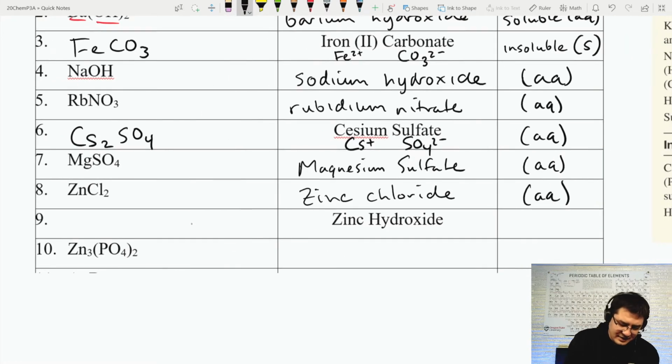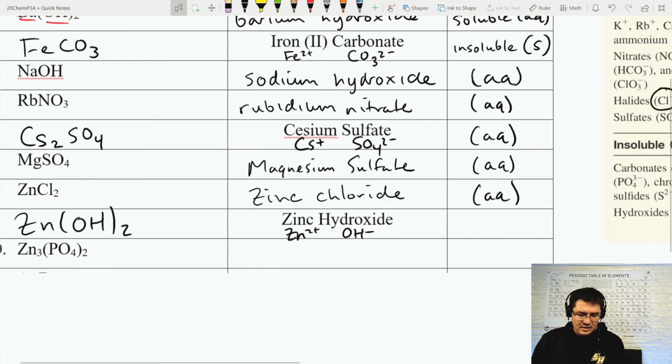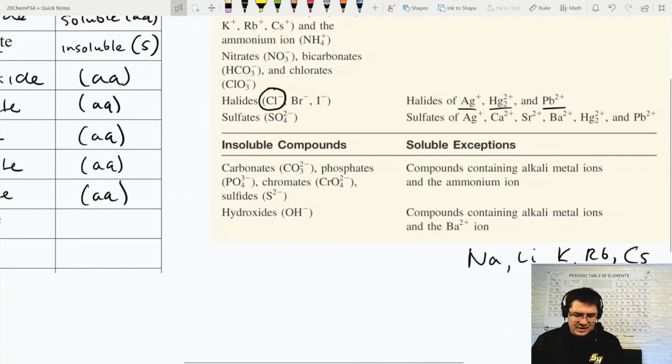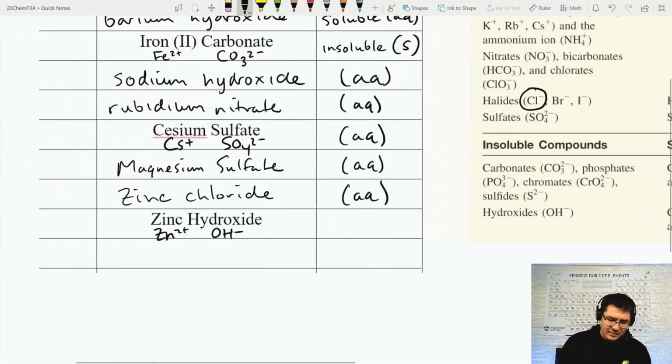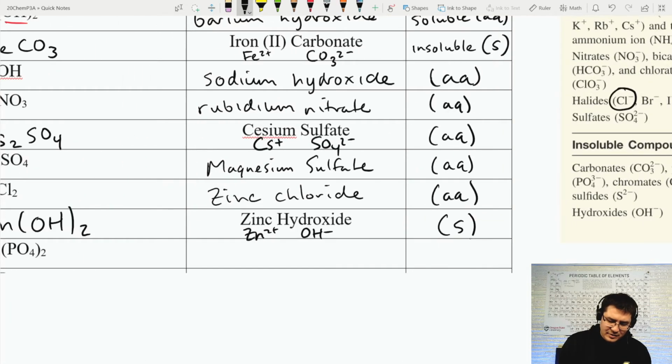Zinc hydroxide. Okay, zinc, Zn2+. Hydroxide is OH-. So this would be Zn(OH)2. And I go look, hydroxides, okay, unless they're partnered with alkali metals or barium, they are insoluble. So insoluble means they would form that solid precipitate.